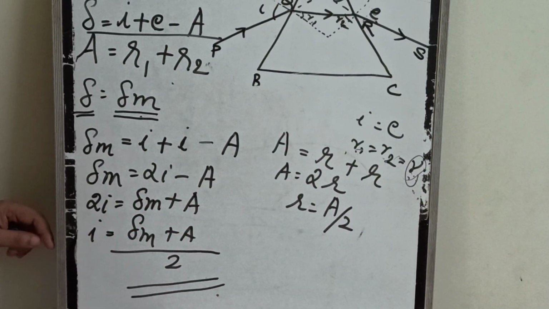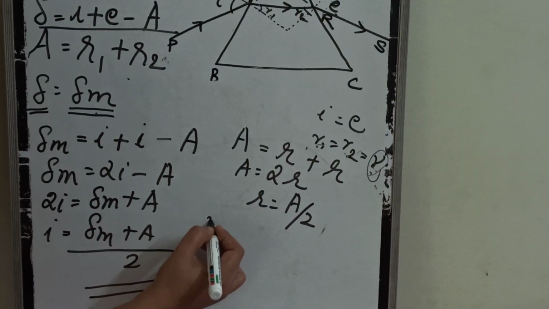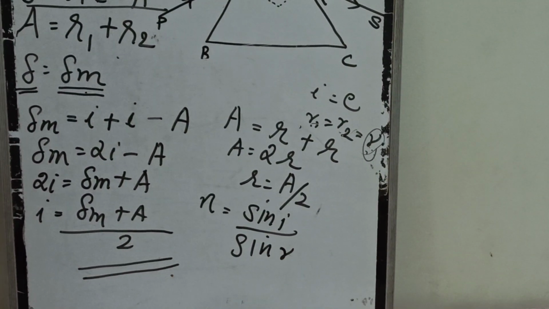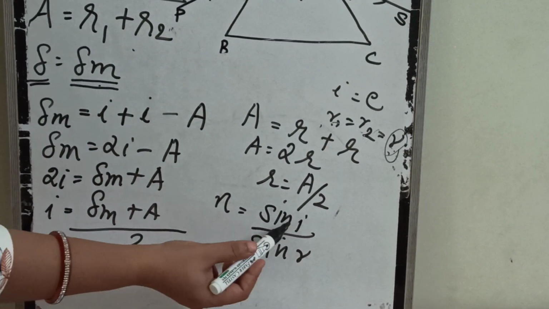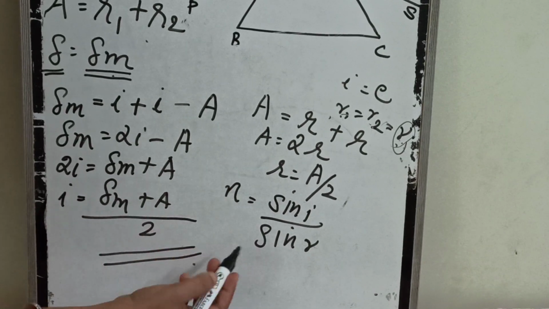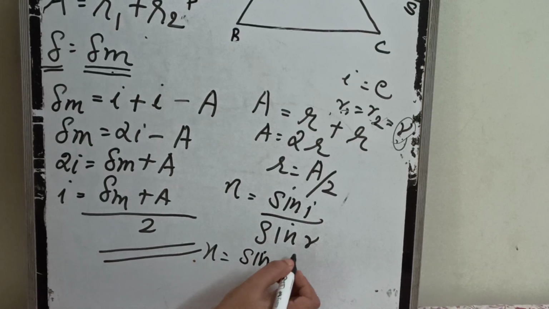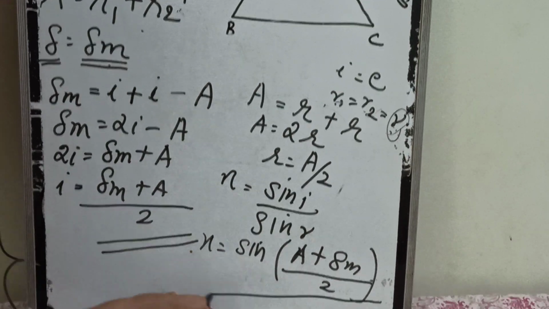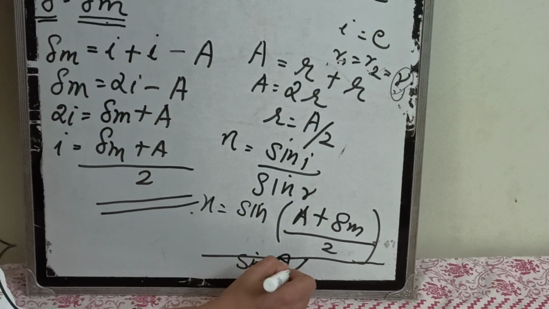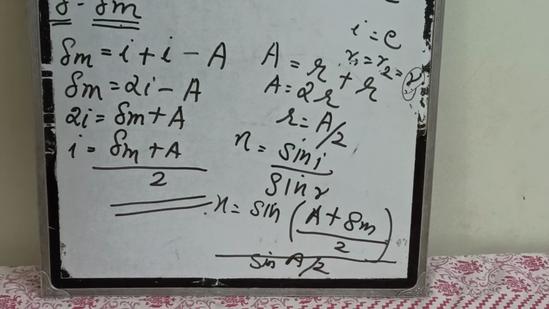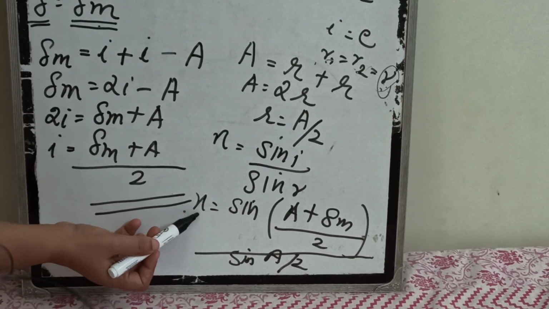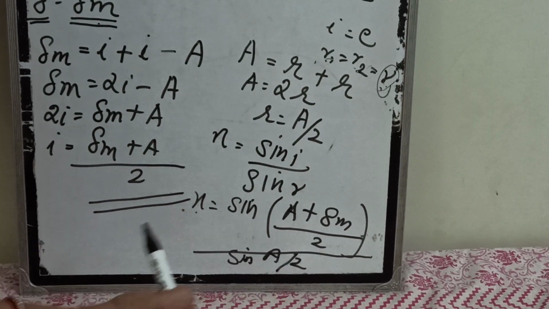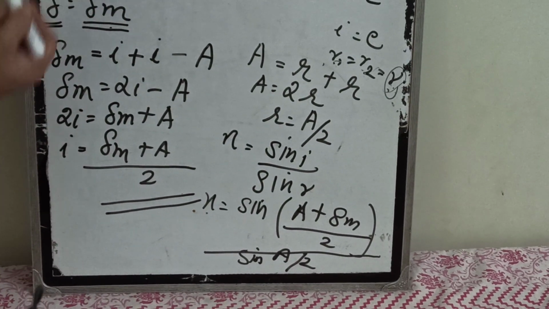Now I want to find refractive index, and I have the equation sin I by sin R, which is the famous Snell's law of refraction. So putting the values for I and R from these two equations, this will change to n equal to sin of (A plus delta m) by 2 divided by sin A by 2. Clear? This is the equation for refractive index of a prism: sin((A plus delta m) by 2) by sin(A by 2). And this equation is known as the prism formula.